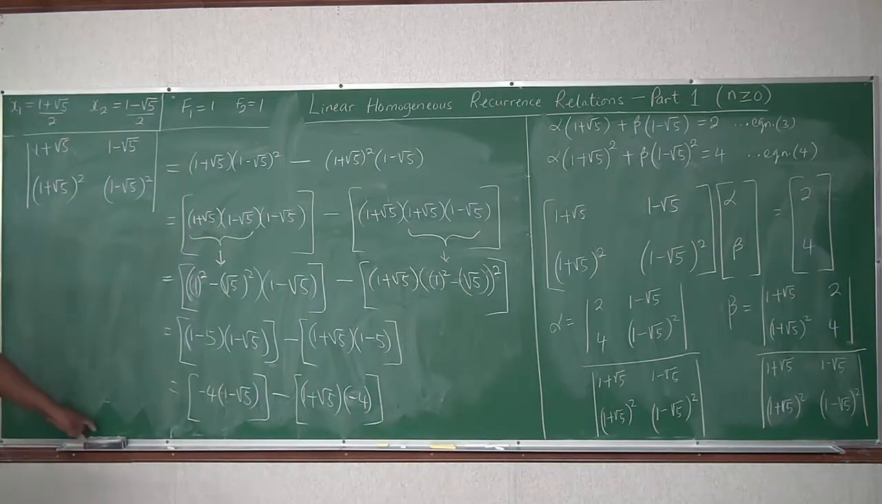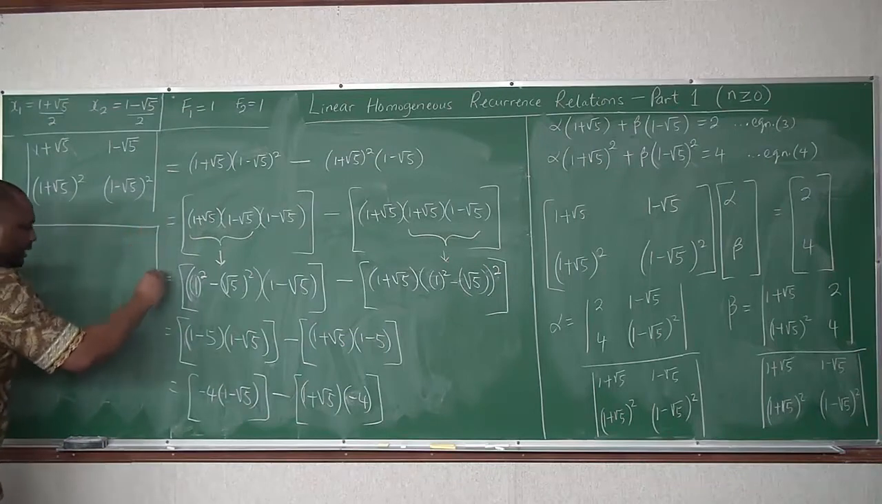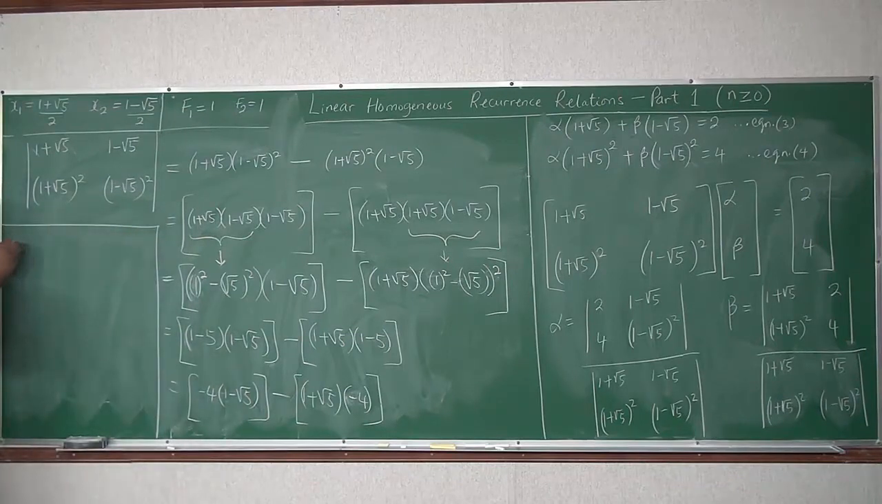Alright, so let's finish this. So what would this give us? We now have that this will be, we distribute that, minus 4 plus 4 root 5. Minus, you know what, let me write it here.